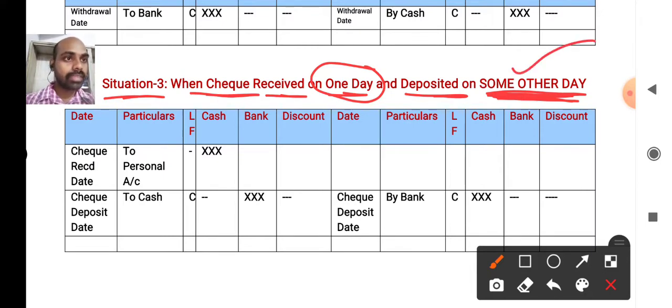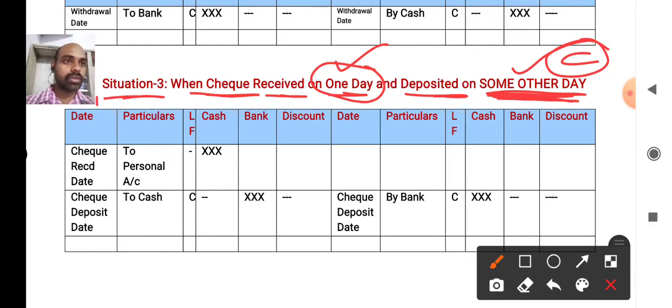On some other day there will be a contra entry. Think that on that some other day you are depositing cash instead of a check. That is the key here. Okay, sir, then what do we need to do on the date of receipt of the check? Let us deal with this one by one.